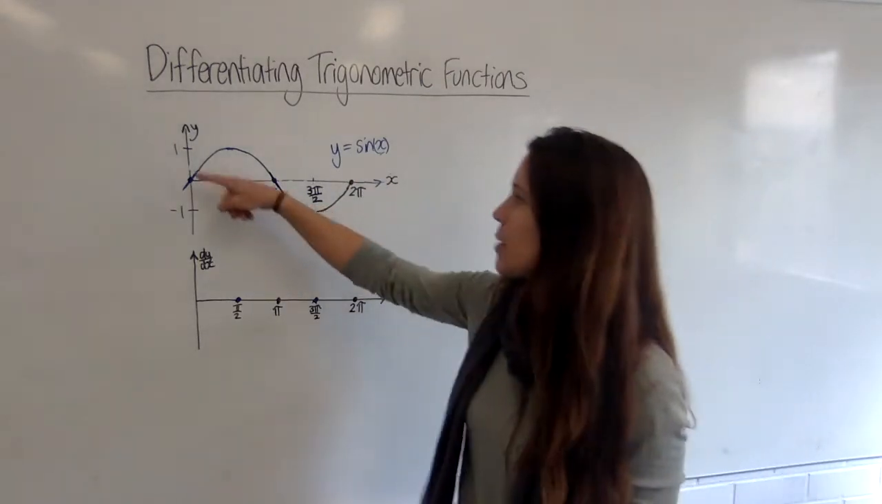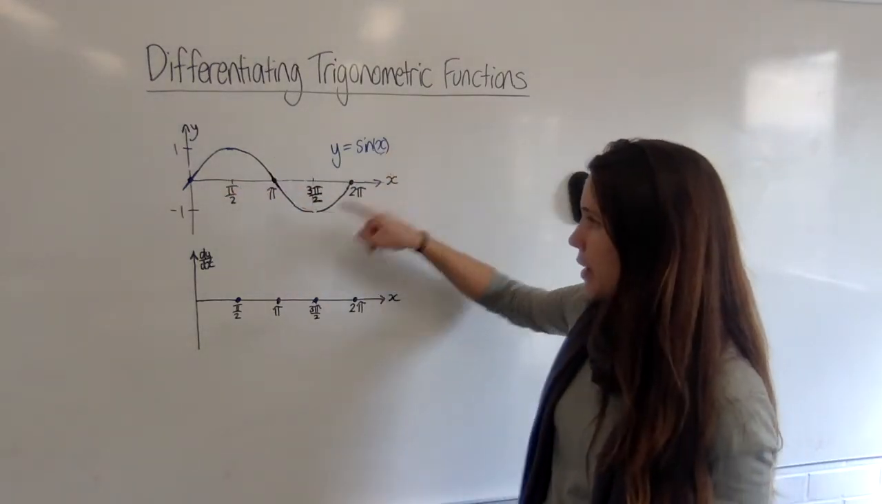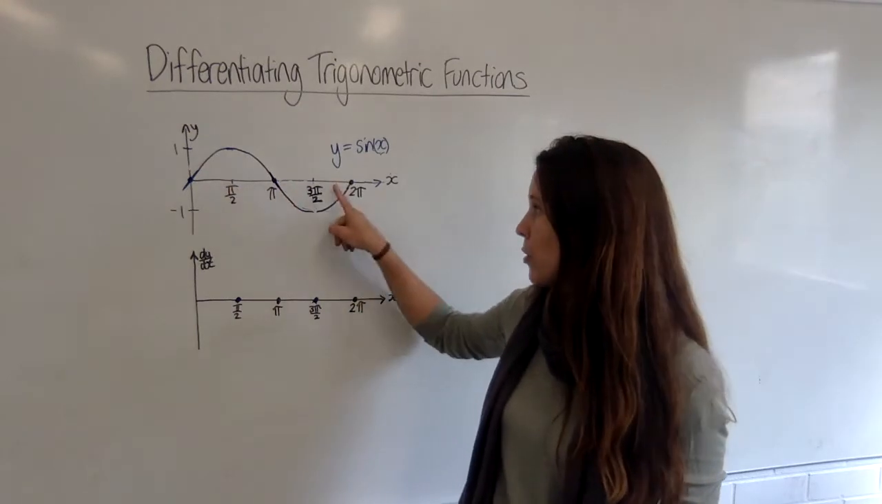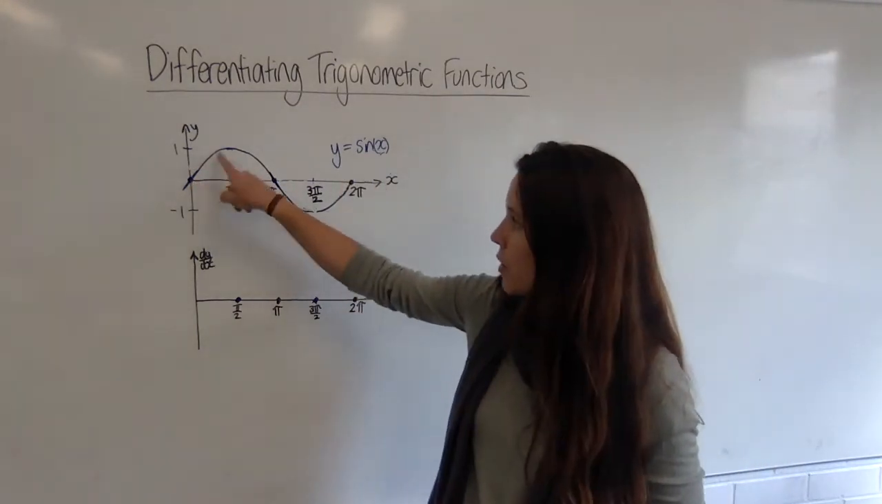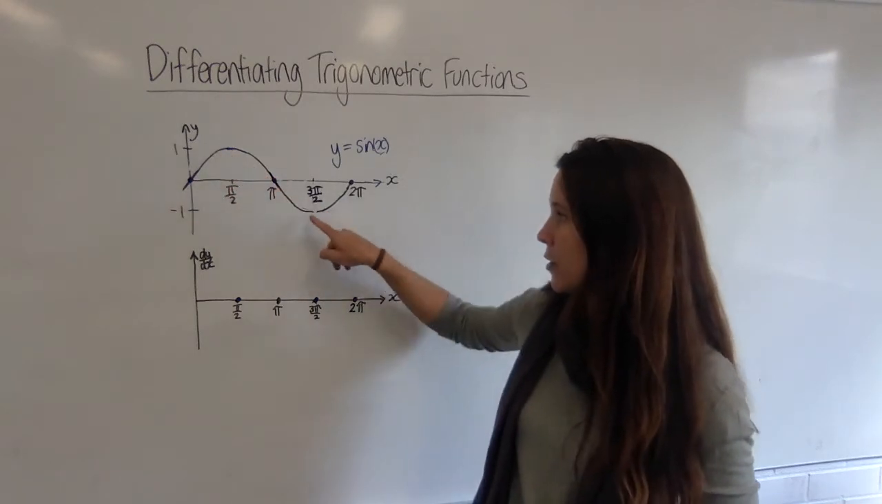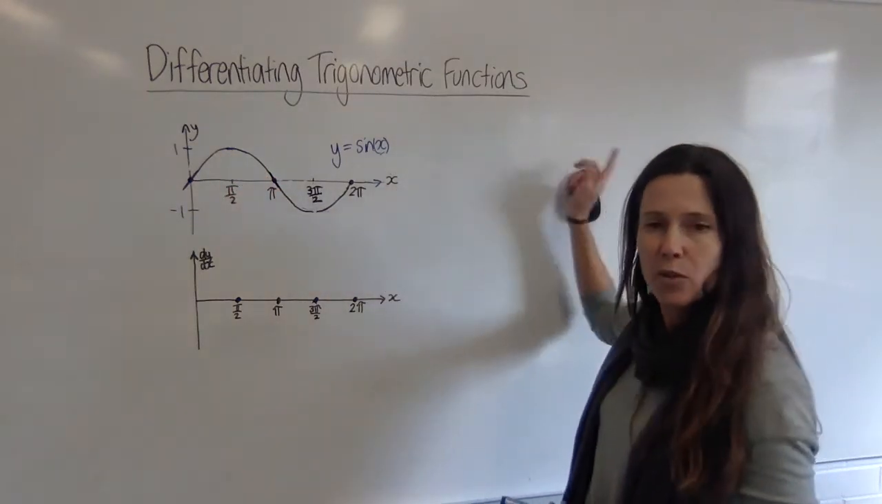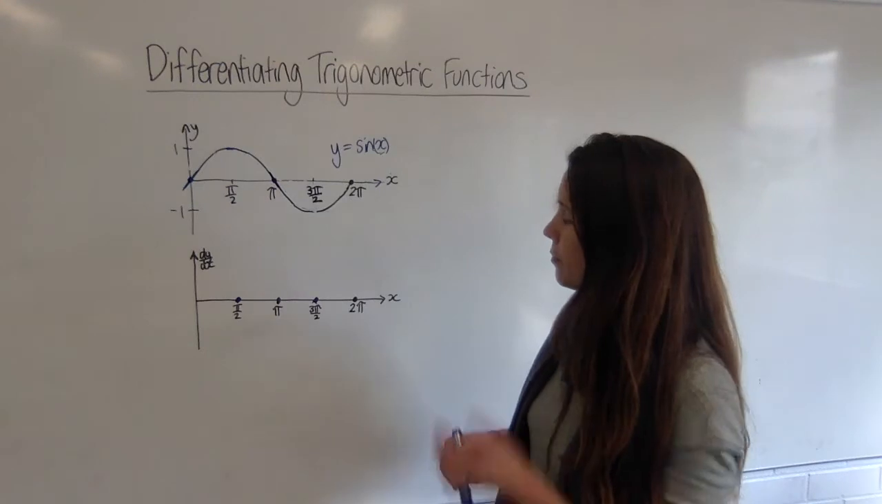Now, we know the key points of this graph. Every 90 degrees, or pi on 2, it goes through a point of interest. By a point of interest, I mean the origin, its high point of 1, the origin, its low point of minus 1, and continues on and on in both directions.